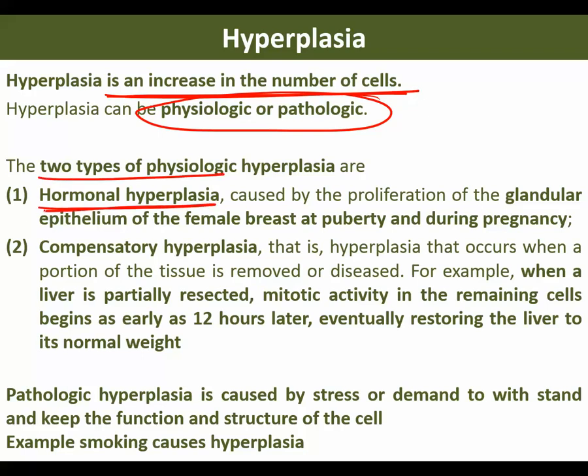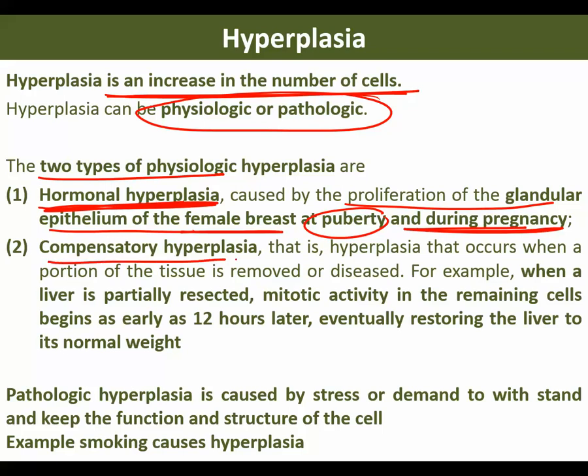One is hormonal hyperplasia. Example, during puberty, the female breast becomes more number of cells, the proliferation of the glandular epithelium, as well as during pregnancy and lactation. So these are all hormonal hyperplasia.